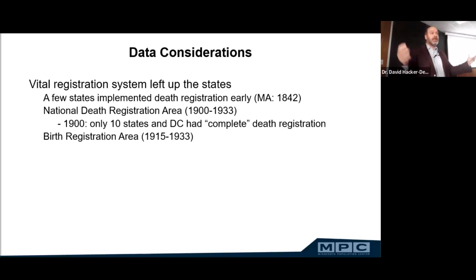But as late as 1900, when the federal government steps in and says, we want to create a national system of death registration, there are only 10 states out of the 45 at this time, plus some territories, that had systems considered complete enough to enter the system. By complete, they think that 95% of the deaths had been registered. And these are not a representative sampling of states because they're almost entirely in the Northeast. Maryland is the only southern state included in these early death registration states.